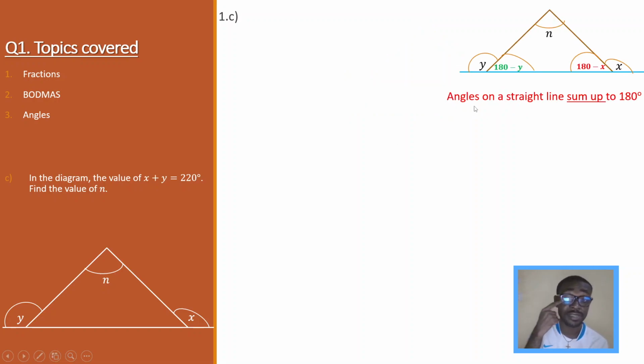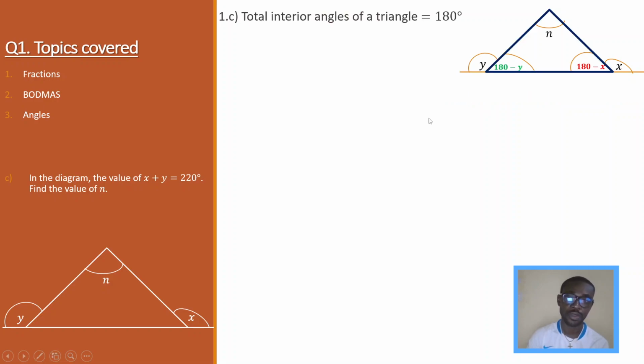Now, the same thing that we did here. This angle also, it means that when we subtract y from 180, we will get this angle here as well, because this angle and this angle are on this straight line. And then we have a triangle here. We have learned that the total angles inside of a triangle, that is the angles within the triangle, when we add them up, that will also give us 180.